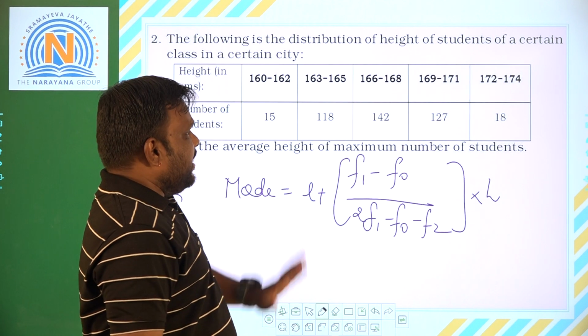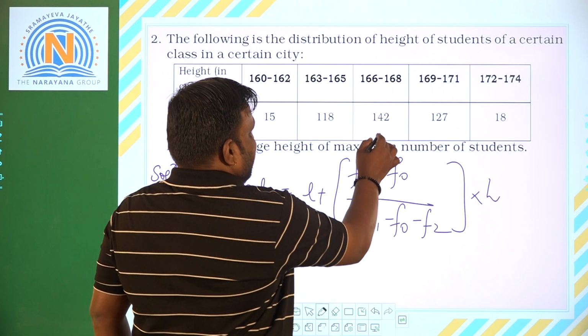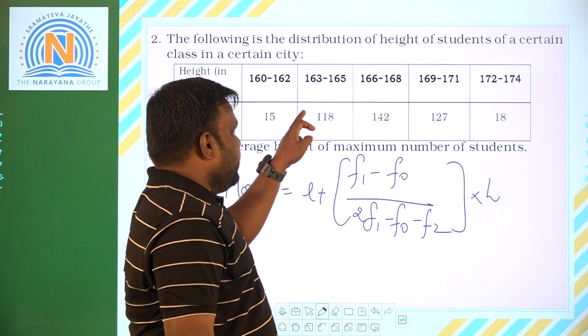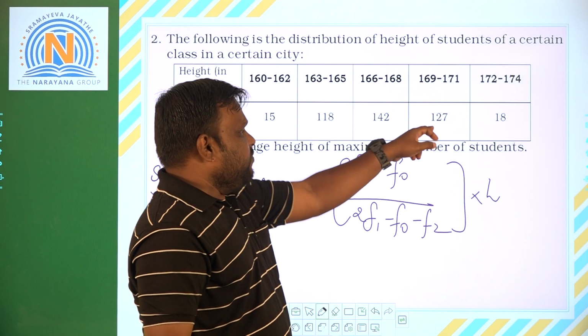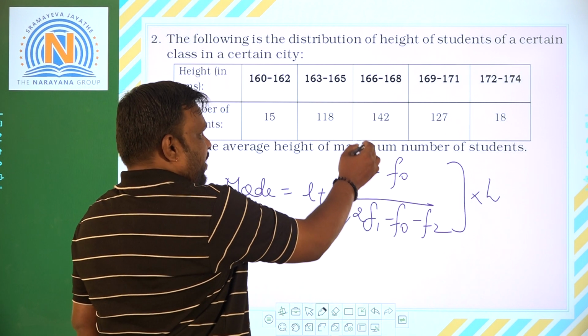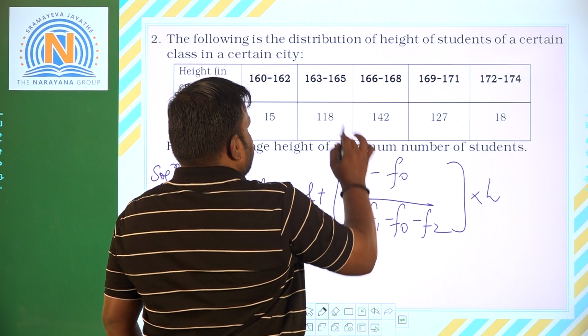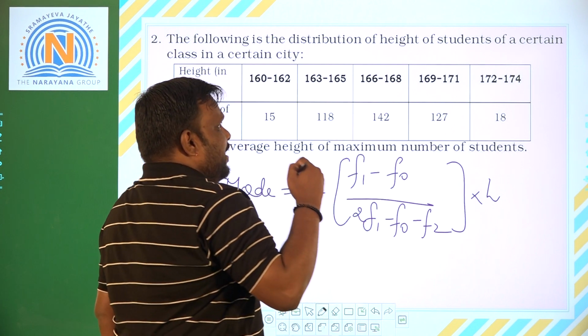See, if you observe this clearly, the highest frequency is 142. So F1 can be taken directly as 142 only. If F1 becomes 142, then obviously F0 will be 118, and F2 becomes 127. So if F1 is 142, obviously this will be considered as the modal class. When you are considering this as the modal class, 166 will be the L part.